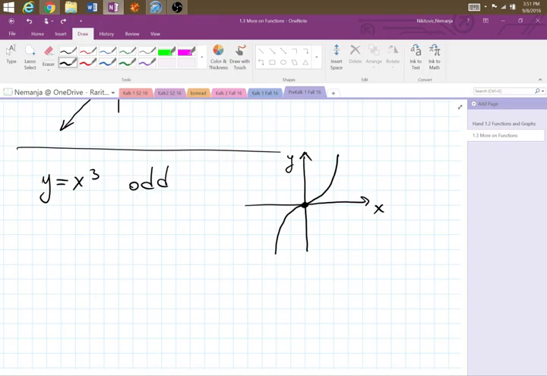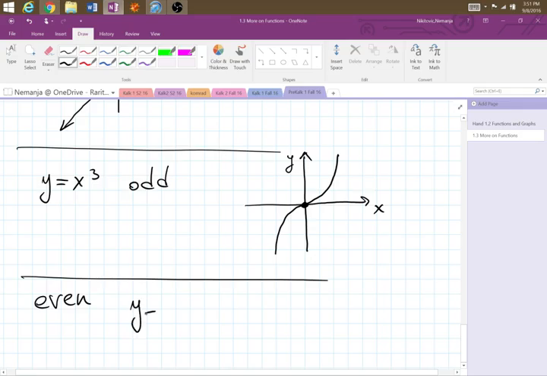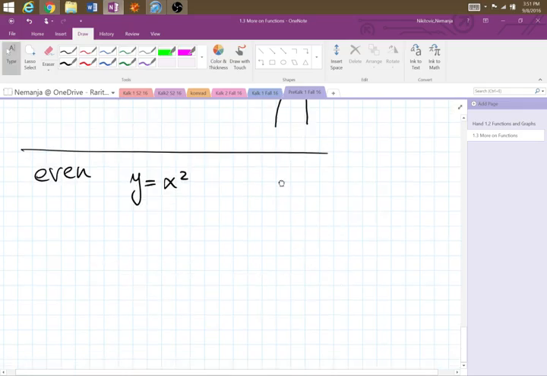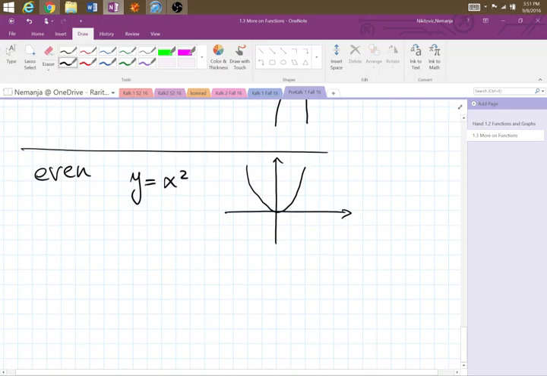How about even? Well, y equals x squared is an even function, and that one is symmetric on the y-axis. So odd functions are symmetric through origin, and even functions are symmetric on the y-axis.